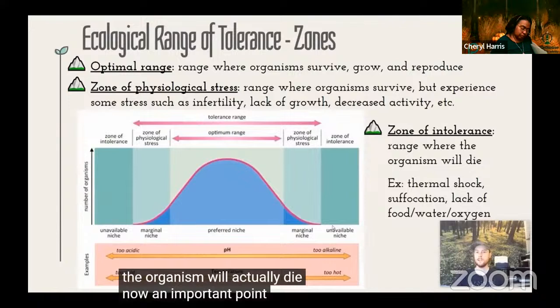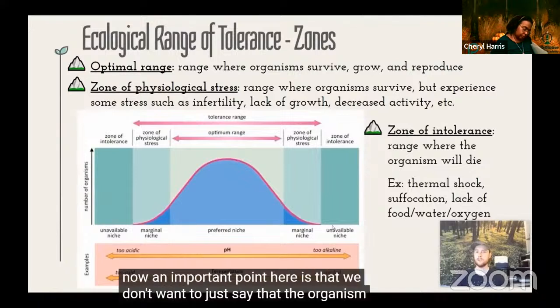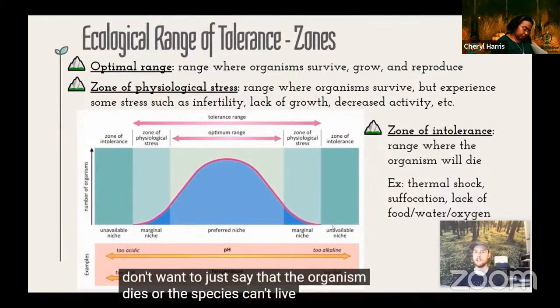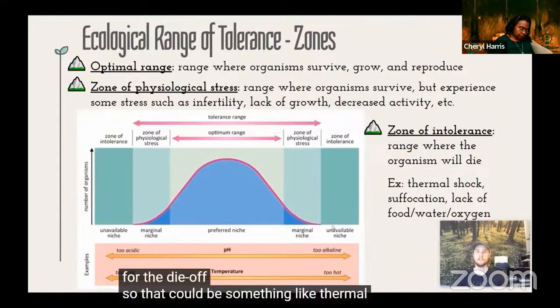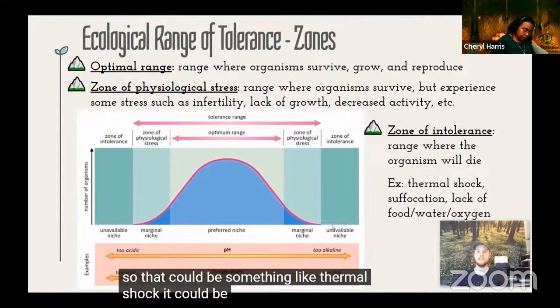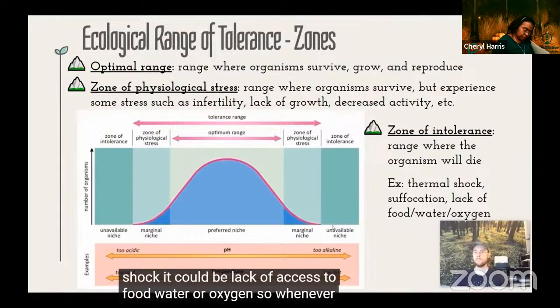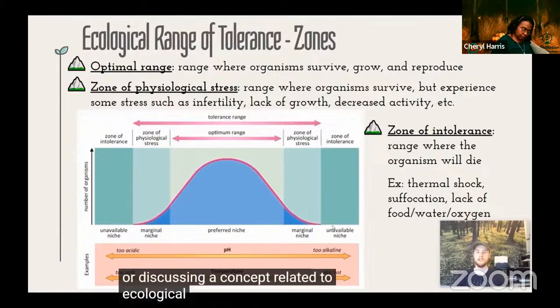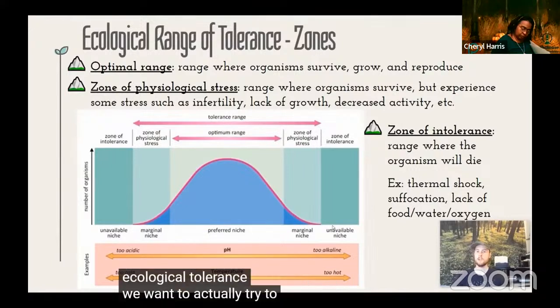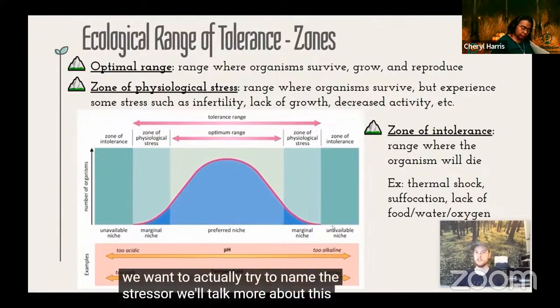Now, an important point here is that we don't want to just say that the organism dies or the species can't live here. We should actually cite a specific cause for the die-off. So that could be something like thermal shock. It could be lack of access to food, water, or oxygen. So whenever possible, if we're writing an FRQ or discussing a concept related to ecological tolerance, we want to actually try to name the stressor. We'll talk more about this in a minute.